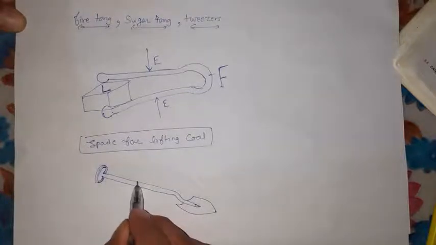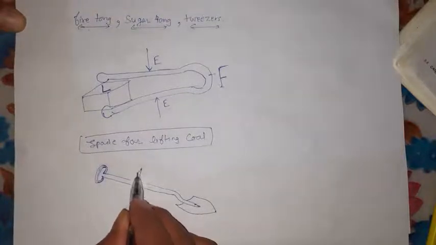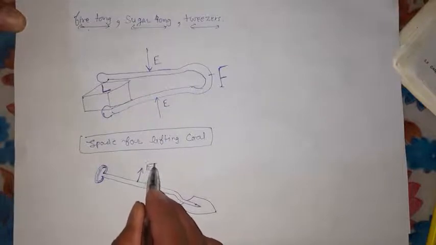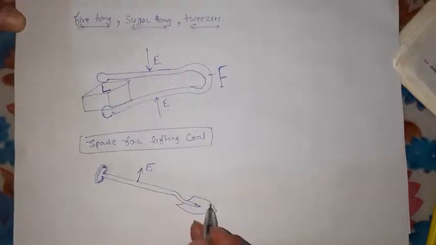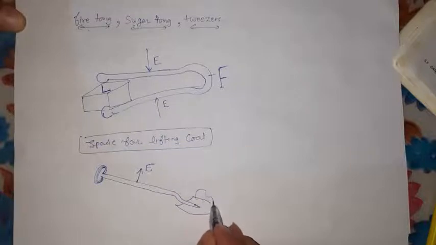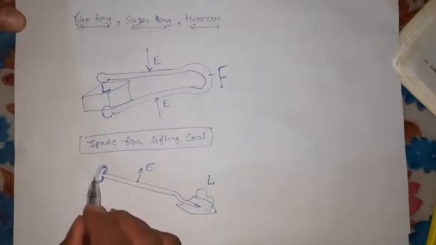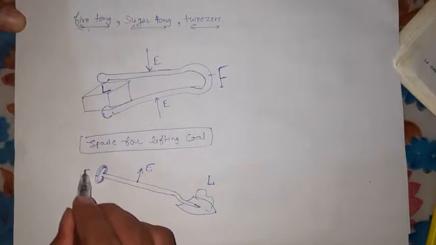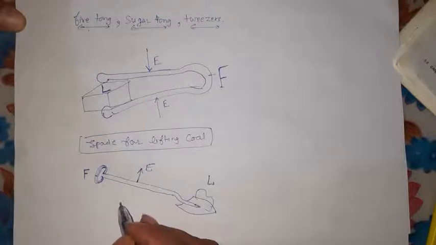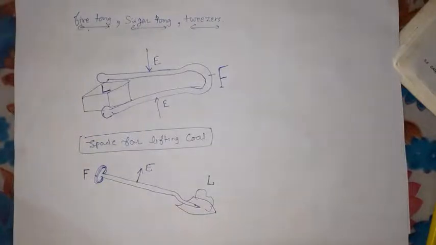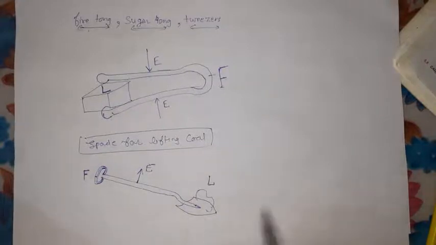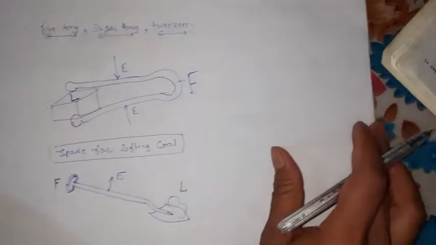So that time, student, you will find that effort is applied at this point. Here effort is applied. Okay, to lift that load, and that load will be placed at this edge. Here is the load. Okay, and this fulcrum, the point about which this spade can move, it is here, over here. It is that fulcrum position. Okay, so thus effort is going to lie between fulcrum and load. So it becomes our third class lever.